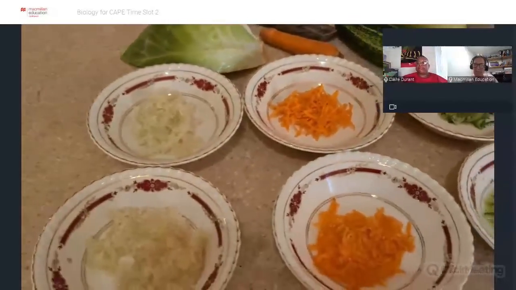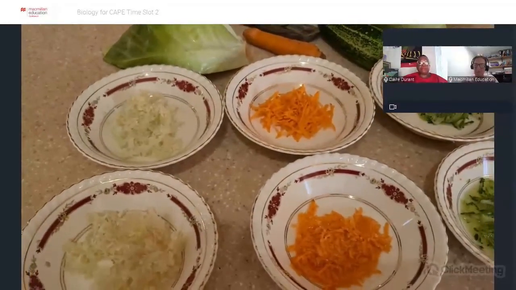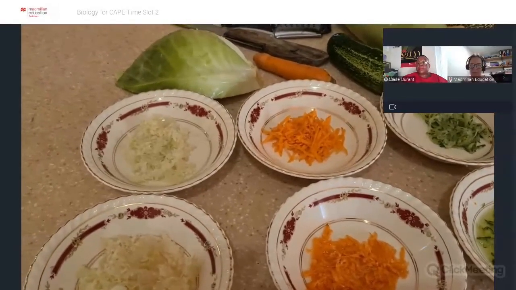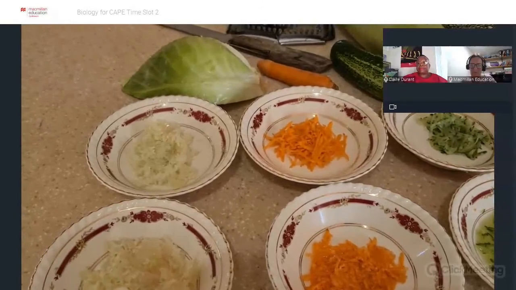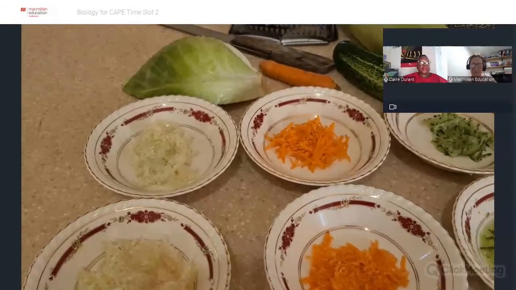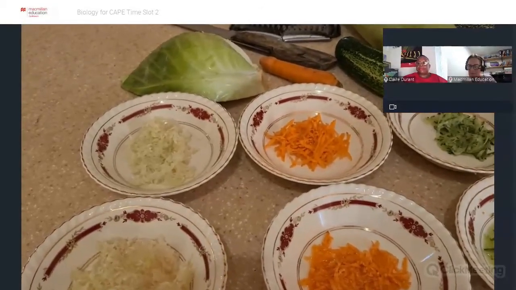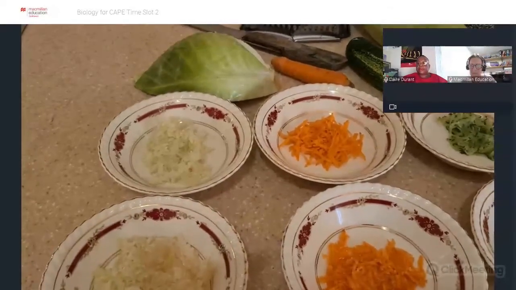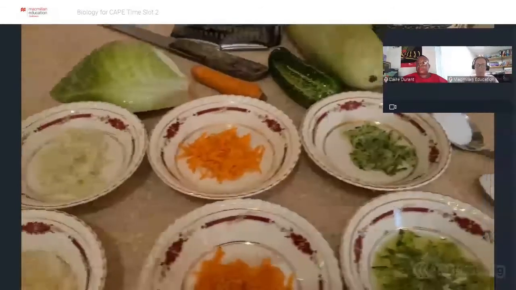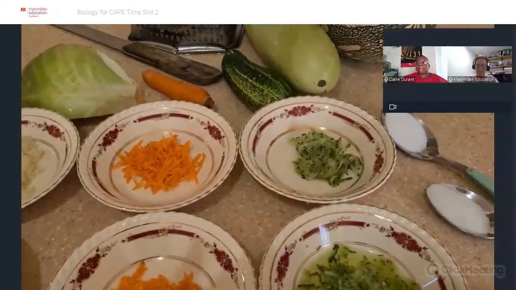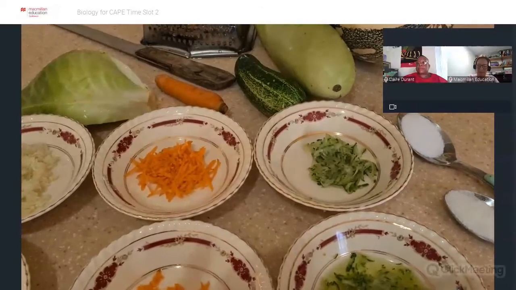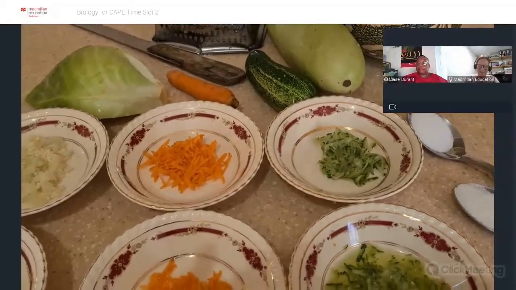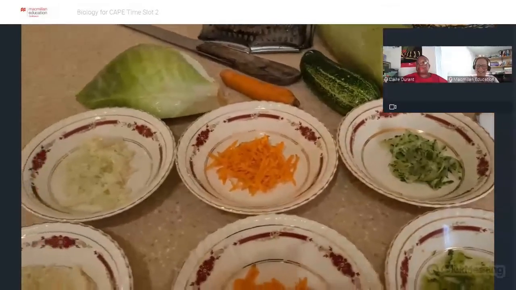Now, we all love delicious coleslaw and pickled cucumber, and we know that coleslaw is made with grated cabbage and carrot, to which sugar has been added, and with pickled cucumber. Grated cucumber has salt added to it along with different types of seasonings.